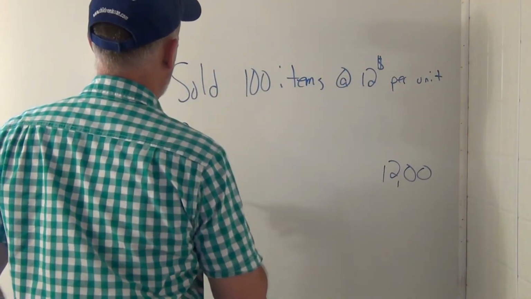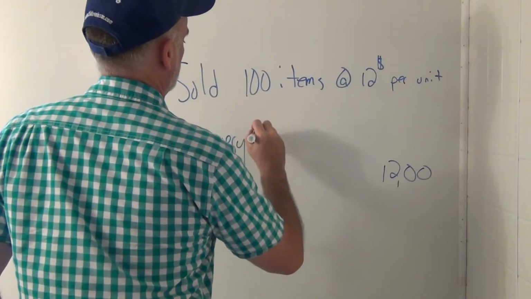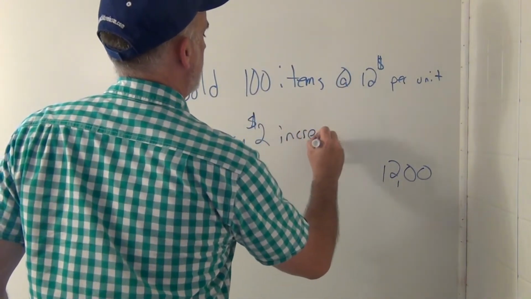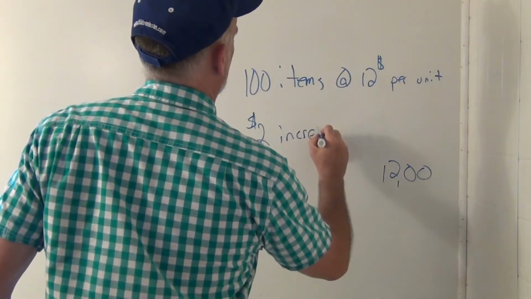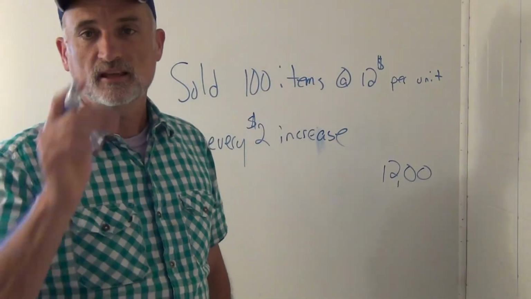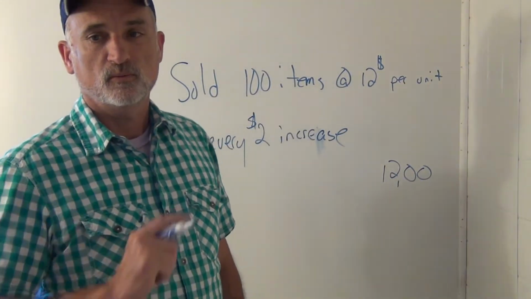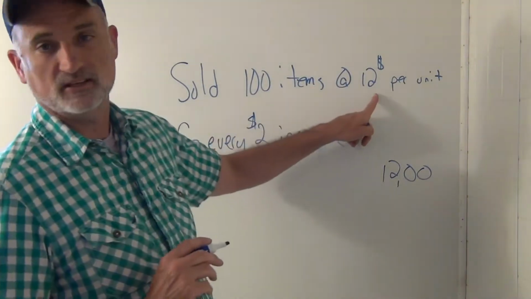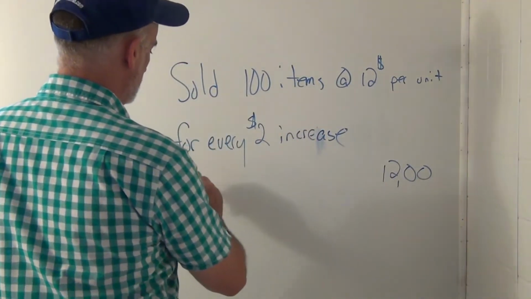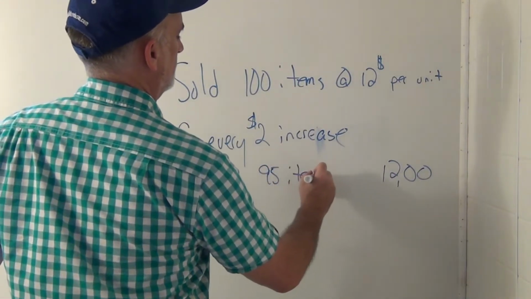So for every $2 increase, okay, so they said, well, we're going to go $2 higher. And then at the end of the week or the end of the month, they say, well, wait a minute, there's a relationship here. Now we're selling for $14 per unit, but we're only selling, for every $2 increase, we see 95 items sold.